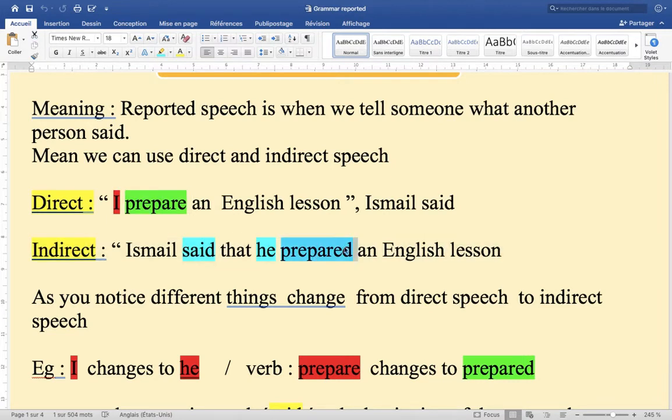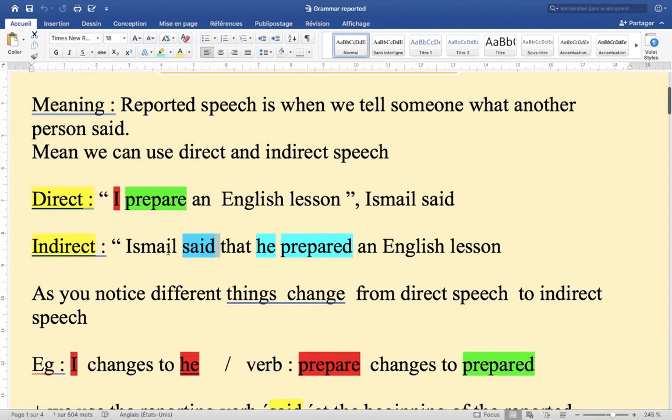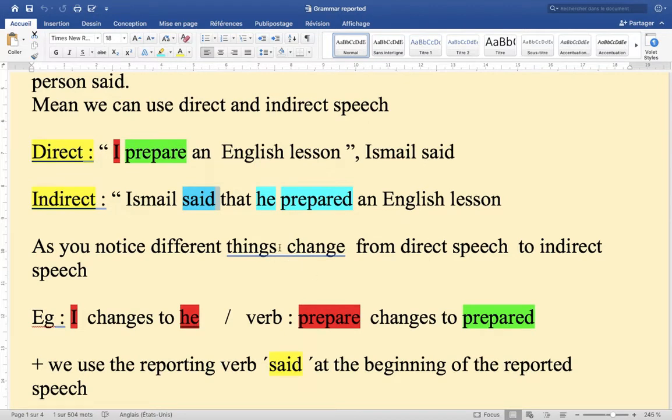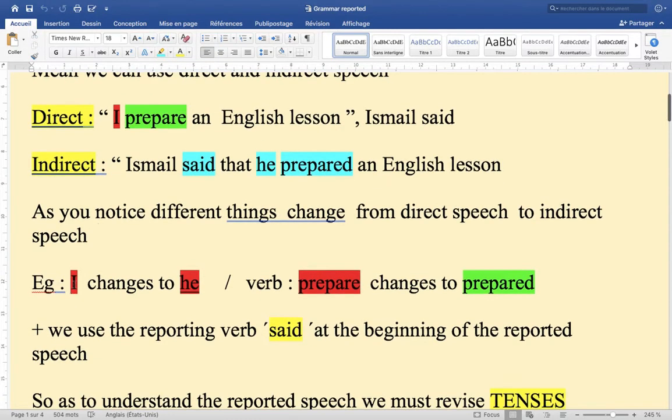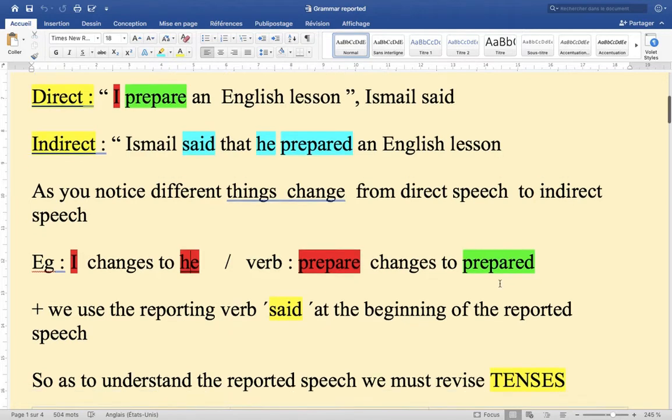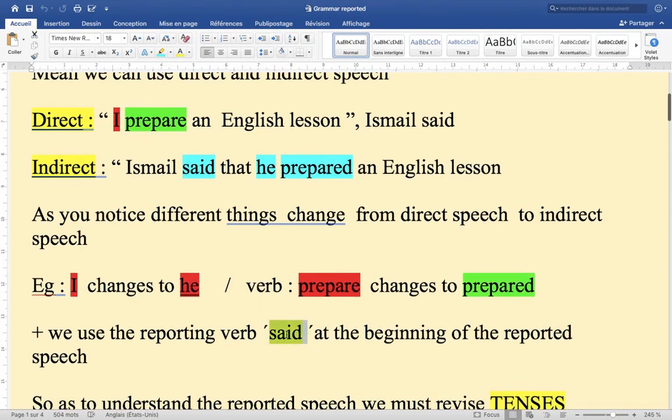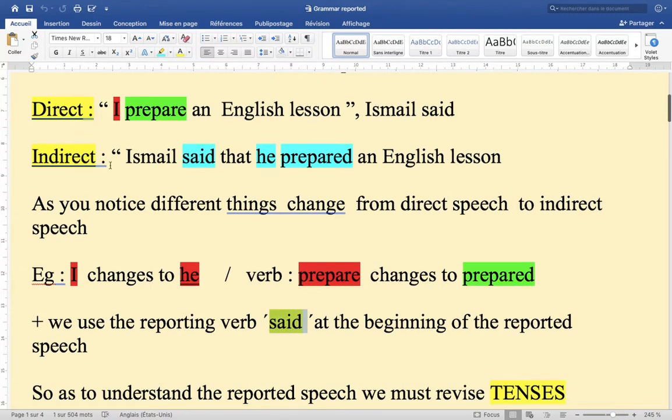Prepared means simple past, and we add the verb said. Ismail said that he prepared an English lesson. As you notice, there are changes from direct speech to indirect speech. I changes to he, and the verb prepare changes to prepared. And we add the verb said at the beginning of the reported speech.